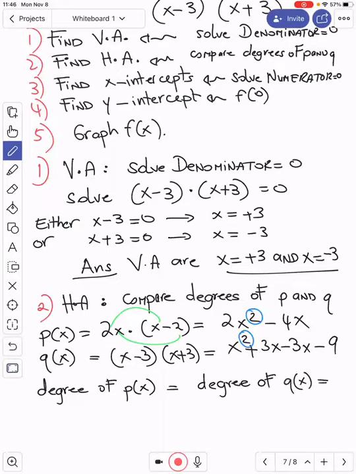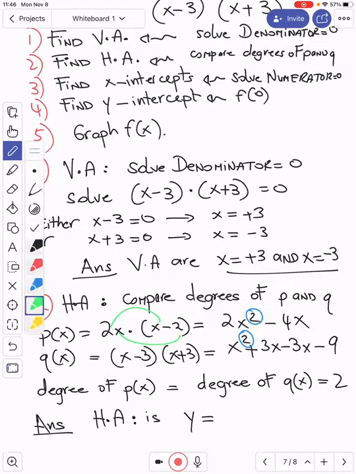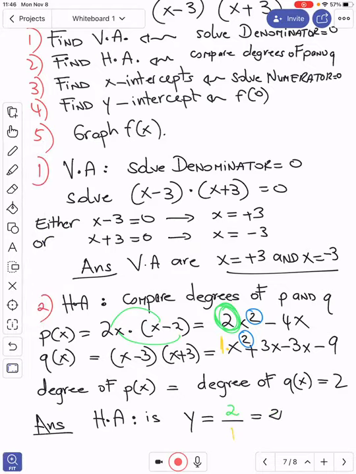So there'll be 2. In this case, the horizontal asymptote is y equals 2. We need to take the ratio of the leading coefficients. The leading coefficient of p, from 2x squared, is the coefficient in front of x squared, which is 2. So it's 2 over, and for q the leading coefficient is 1, because it's just x squared, like 1 times x squared. So it's 2 over 1, which is equal to 2. That's my horizontal asymptote.